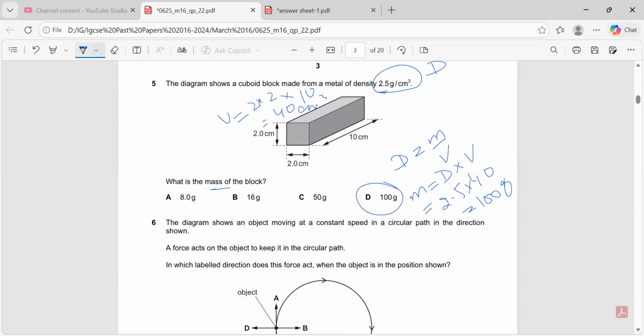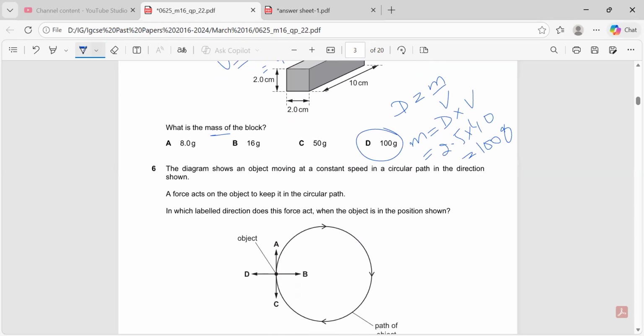Okay, my dear friends. The diagram shows an object moving at a constant speed in a circular path in the direction shown. I mean, this is clockwise, sorry. A force acts on the object to keep it in circular path. Yes, of course, so that its direction can be kept on changing by applying the force constantly. In which direction does this force act when the object is shown in the position?